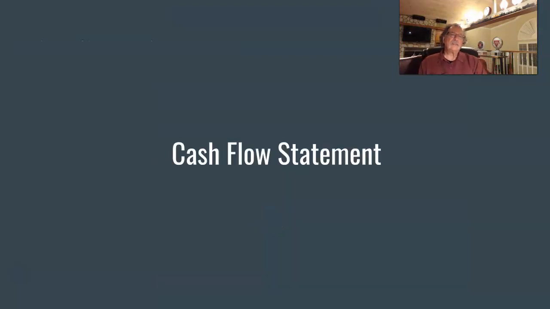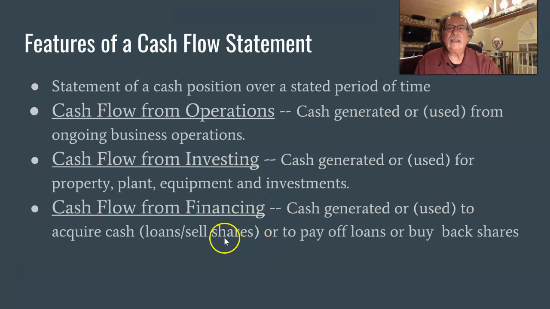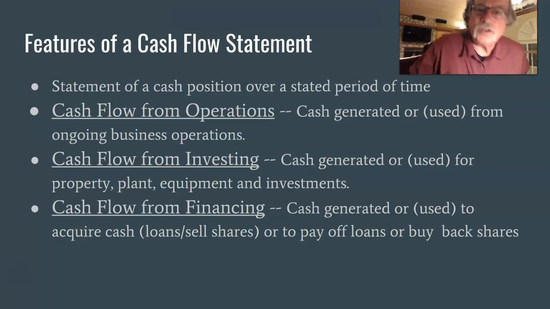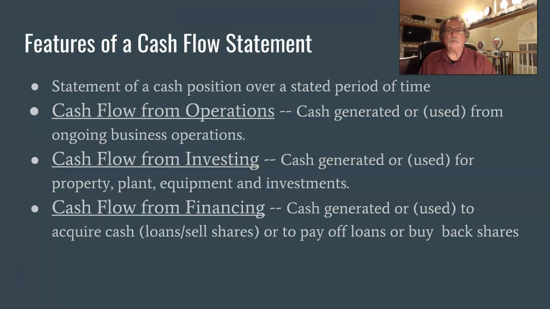Now, the cash flow statement is derived from the earnings statement. The cash flow statement says, how much cash did we generate and what did we do with it? We have cash flow from operations, and that's the most important thing. Cash flow from operations is what you did from your ongoing business operations.